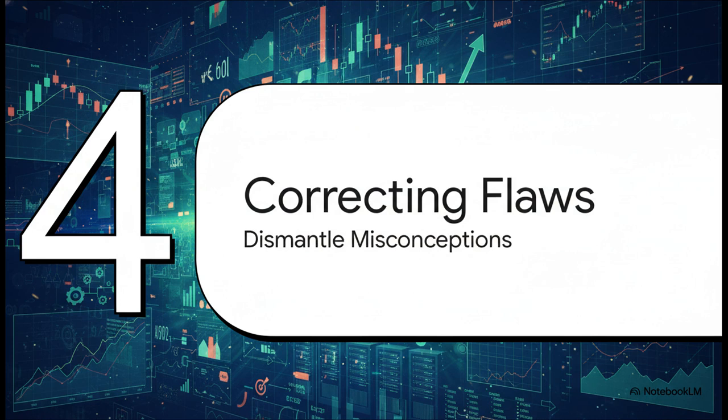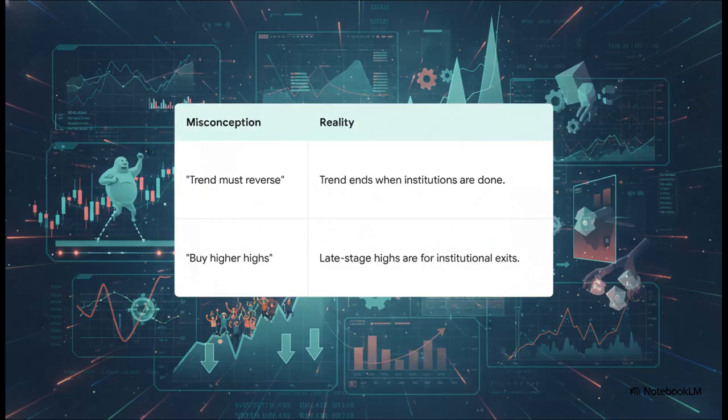Okay, now we will systematically identify and correct the flawed beliefs that keep traders misaligned with the market's true flow. Pay close attention. The first misconception is rooted in ego. The trend must reverse here because my analysis says so. The reality is this: a trend continues until the institutional objective is complete. Your opinion is irrelevant. The second is a classic trap. Higher highs mean I should keep buying. This is wrong. Those late-stage euphoric higher highs are often fueled by the last wave of retail FOMO. You're not getting in on a trend, you are providing the exit for the institutions who started it.